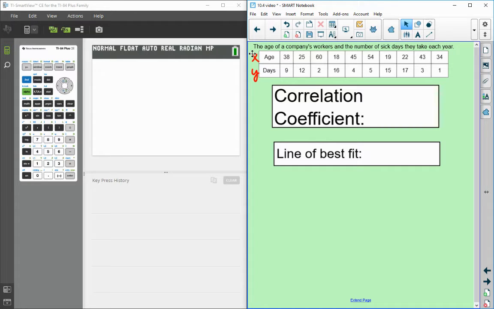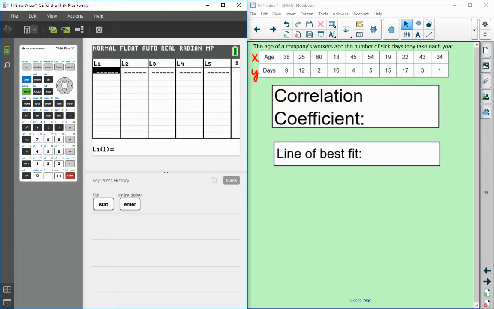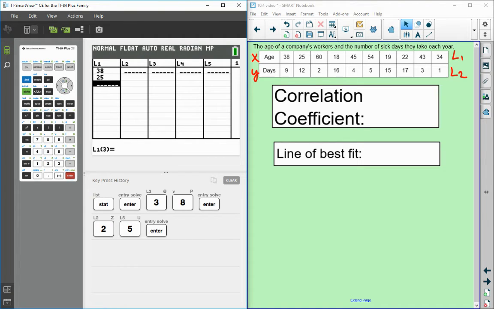Okay, so I'm going to go, just like we've been doing, stat, and I'm going to go to edit. I need to type things into list 1 and list 2. x is my list 1, y is my list 2. So here I go. The important thing is you need to make sure that you type in correctly. So as you're typing them in, take a moment and look at the data and say, did I type that number right?